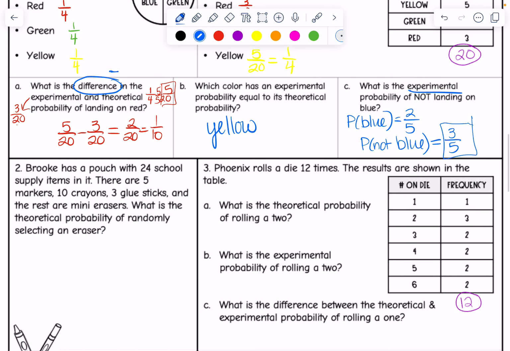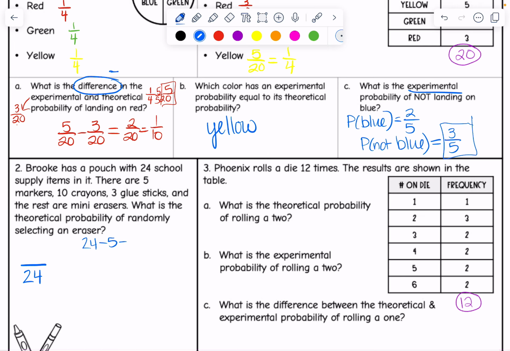Brooke has a pouch with 24 school supply items in it. There are 5 markers, 10 crayons, 3 glue sticks, and the rest are mini erasers. What is the theoretical probability of randomly selecting an eraser? So we just want to know what should happen here. First of all, we know that there's 24 total items. To figure out the number of erasers, we have to subtract off all of these other items.